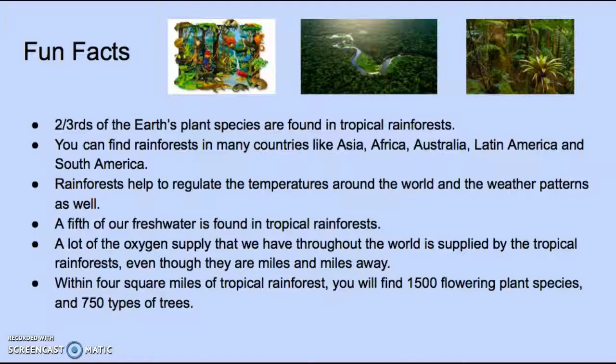Within 4 square miles of tropical rainforests, you will find 1,500 flowering plant species and 750 types of trees.